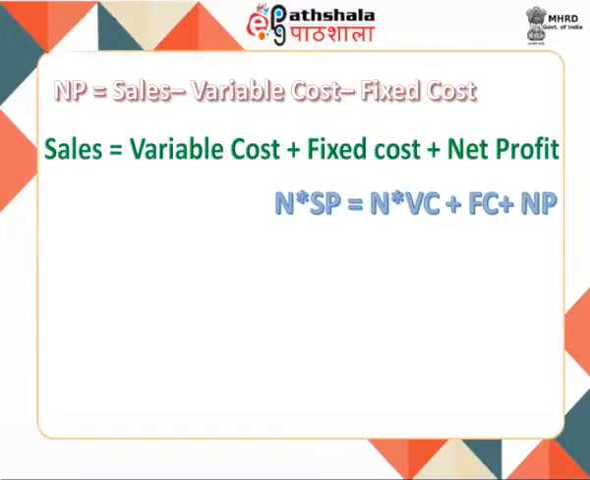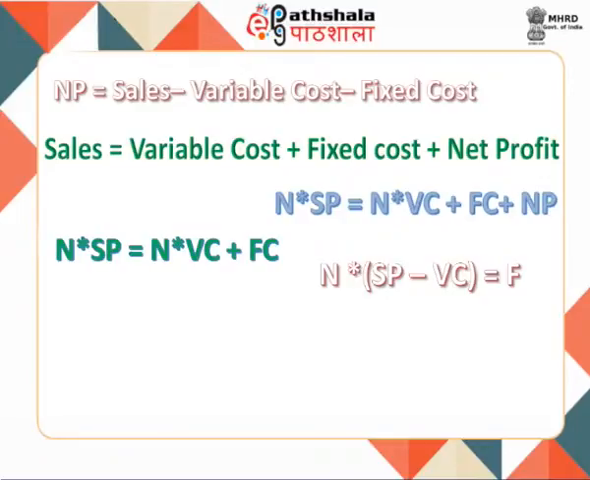As we know, at the break-even level, the profit is 0, that is, NP is 0, therefore, the equation can be written as N multiplied by selling price is equal to N multiplied by variable cost plus fixed cost. Or, in other words, we can say that N multiplied by (selling price minus variable cost) is equal to fixed cost, or N is equal to fixed cost divided by (selling price minus variable cost).